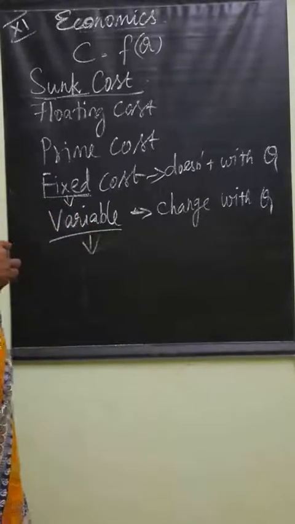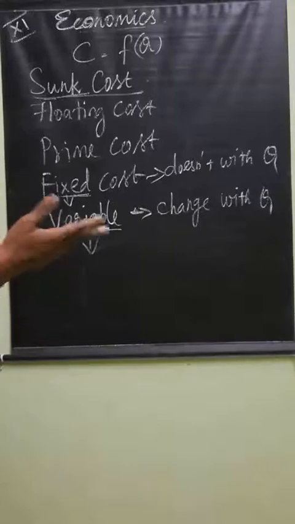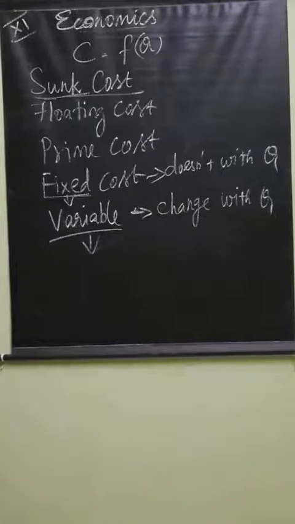Cost of the raw materials. If you want to produce more, you have to buy more raw materials today. If there is no production tomorrow, no need to buy. So based on that, the cost will vary. The expense will vary. So those are called variable cost.